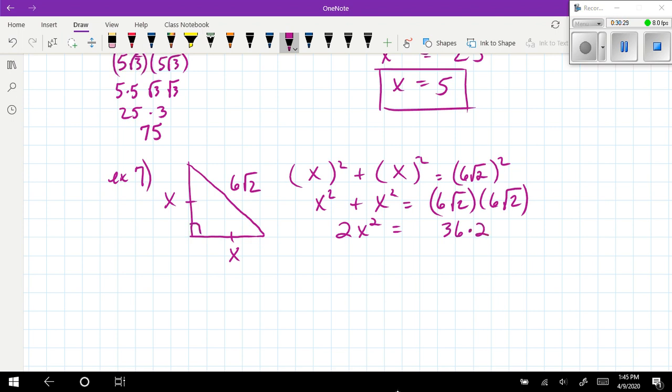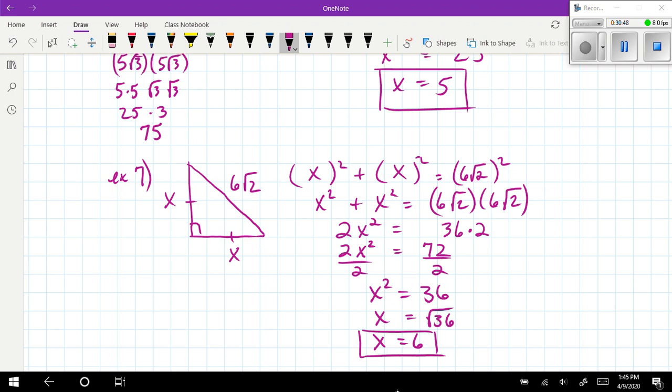So that gives me what? 72 over here, and this is 2x squared. Divide both sides by 2, and x squared equals 36. Square root both sides, x will have to equal the square root of 36, and positive at that because I know it represents the side of a triangle. So x is 6. That's pretty nice.